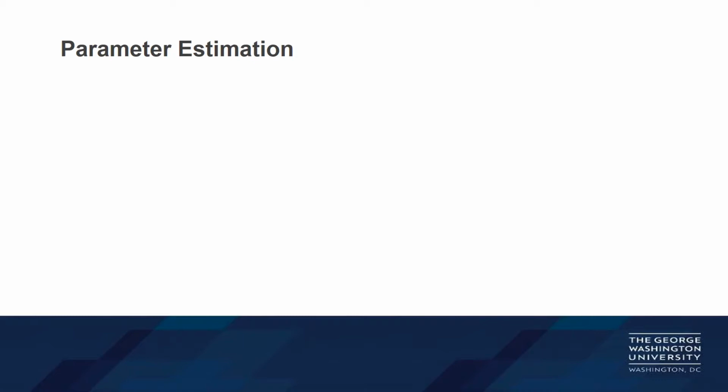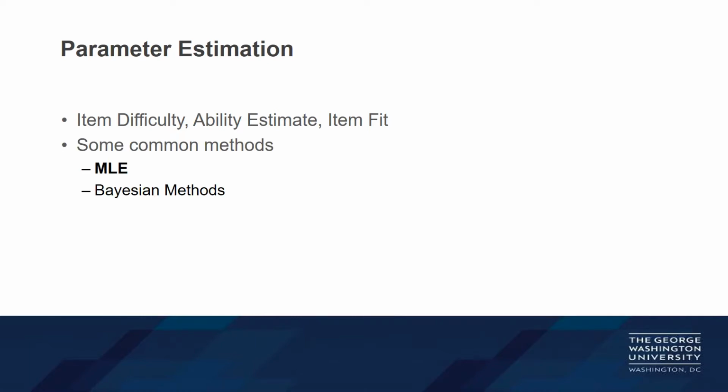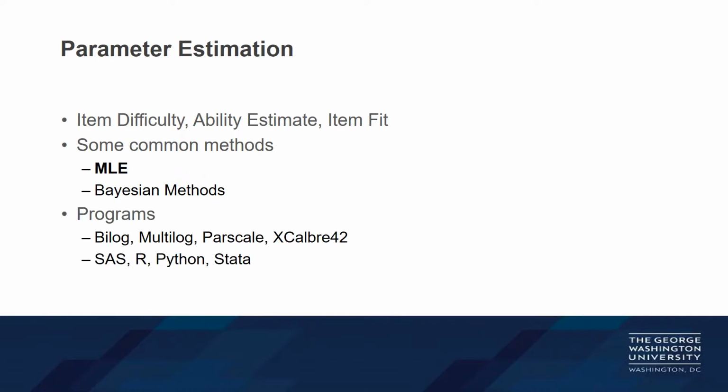We have to estimate parameters like one would do in a logistic model or an ordinary least squares model. You still have to estimate the parameters you're going to use. We want to know what item difficulty, ability estimates, and item fit are. We're going to be using methods like maximum likelihood estimation. There may be Bayesian methods we use. We have programs like BILOG and MULTILOG. You could do this in SAS or R or Python or Stata.